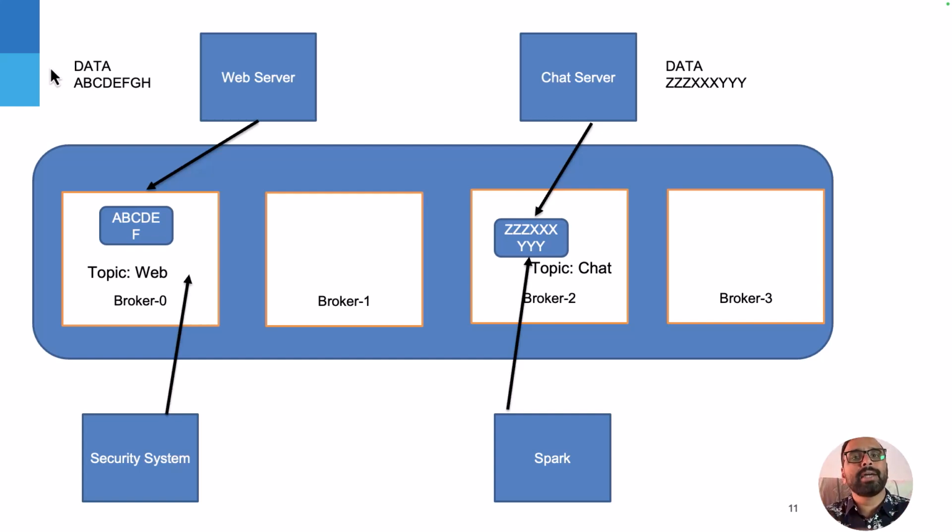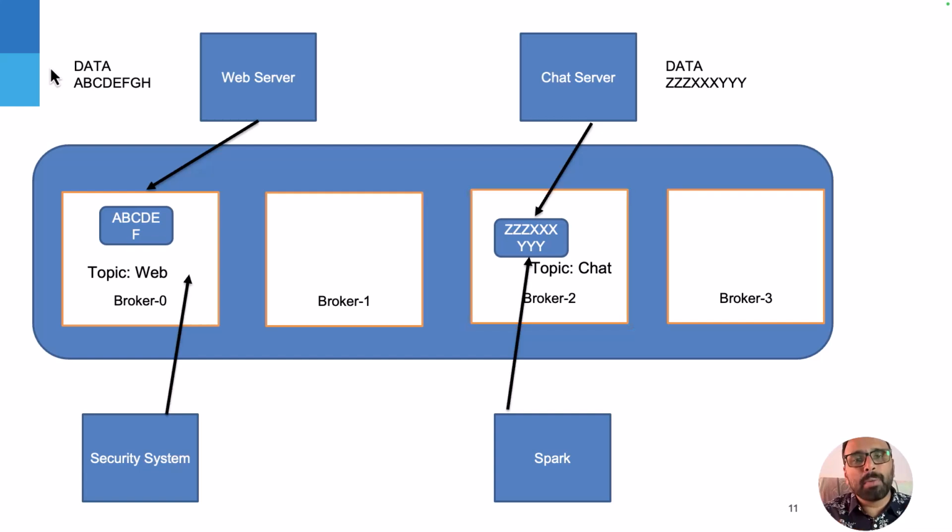So that's where topics come into the picture. The moment you set up a Kafka cluster, the first thing that you do is define something called a topic. Think about a topic like a queue to which the producer can send the data and the consumer can read the data. So in this picture, you can see that I have defined 2 topics. One is the topic web, the other one is the topic chat.